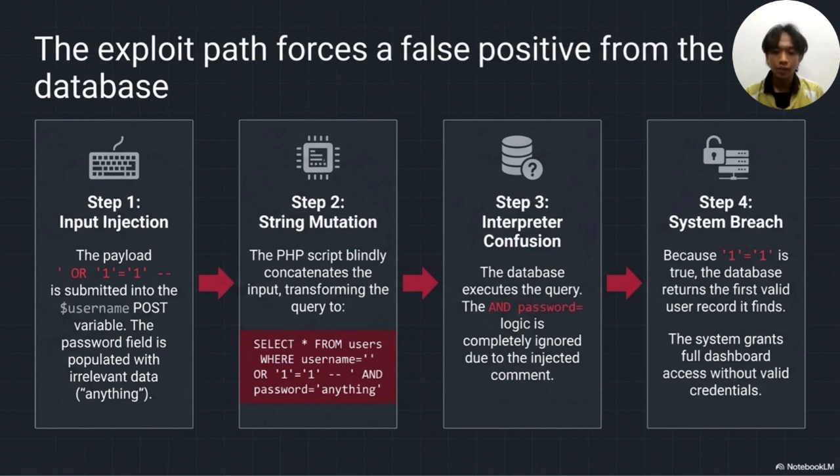This slide shows how the attack tricks the database. First, the attacker types the trick code into the username box. Next, the system wrongly puts the text directly into the database command. When the database reads this, it gets confused and completely skips checking the password because of the command dashes. Because 1 equals 1 is always true, the database just lets the attacker in as the first user it sees.